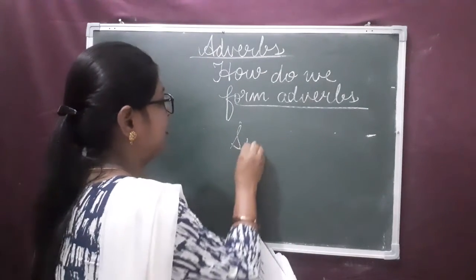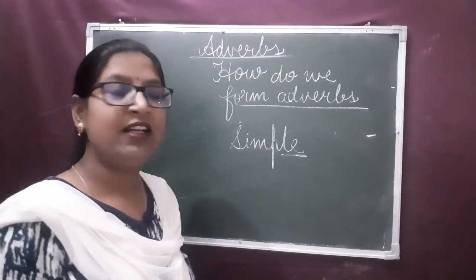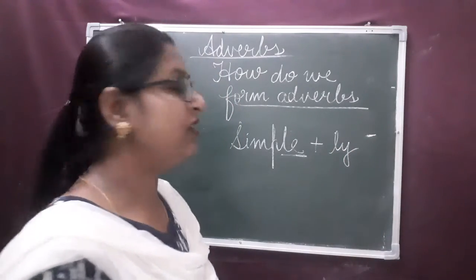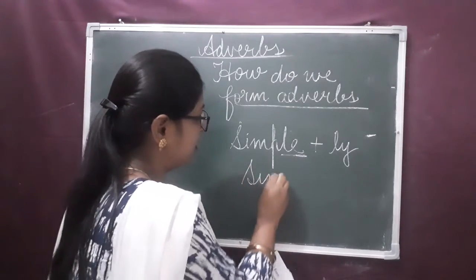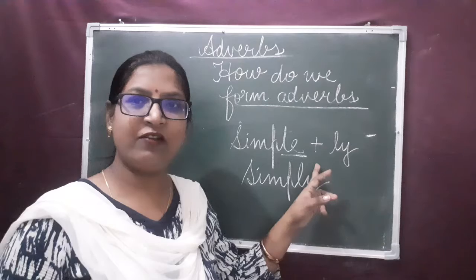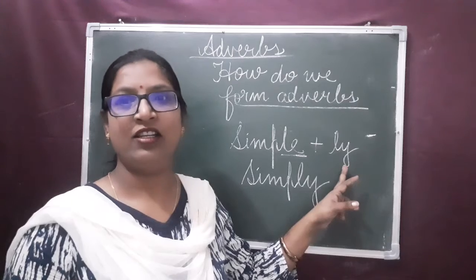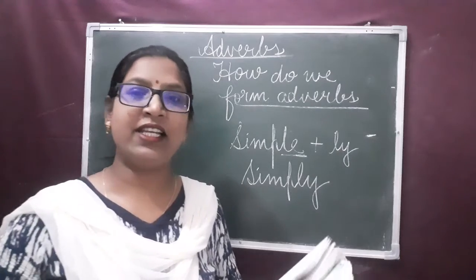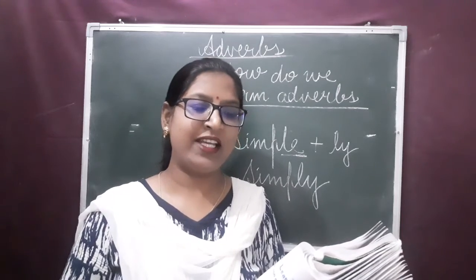Simple. It is ending in le. And we have to add ly with it to make it an adverb. So we just drop the final le and it becomes simply. Clear? When the word is ending with le, we just drop le before adding the suffix ly to make its adverbial form.